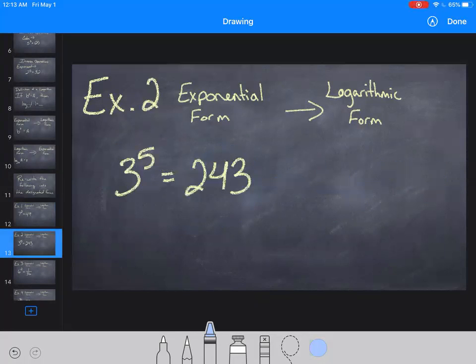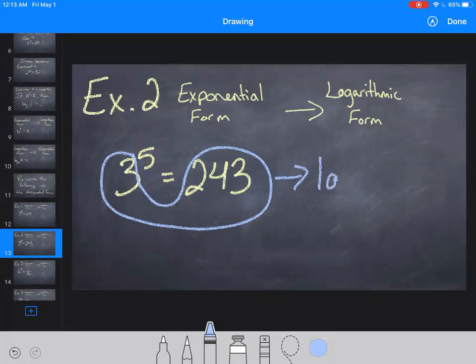Let's take a look at example 2. I'm going from exponential form to logarithmic form. So you circle your base and your answer. And when we rewrite it in our logarithmic form, we're going to write our log. The first thing we circled becomes the base of the logarithm. The second thing we circled becomes the argument of the logarithm, and it's always equal to that exponent.